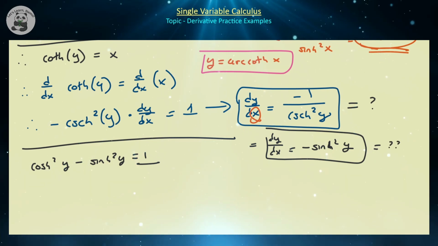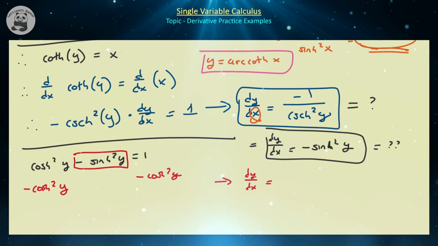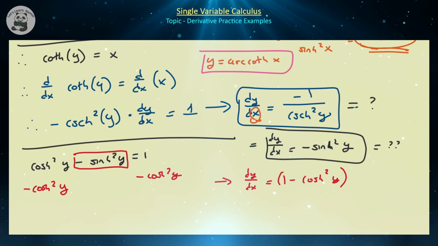So minus sinh squared y is going to be equal to, well, I can just solve this equation for that, and I can subtract both sides by 1 minus cosine squared of y, and that's going to give me dy over dx is equal to, so minus sinh squared y is going to be equal to 1 minus cosh squared of y, right? But still, we haven't really got anywhere because we still have a function of y, right?